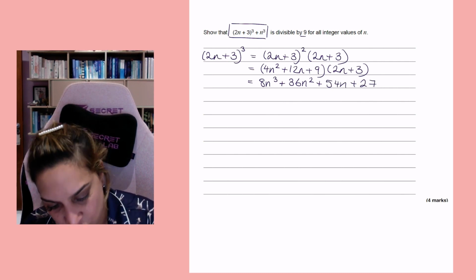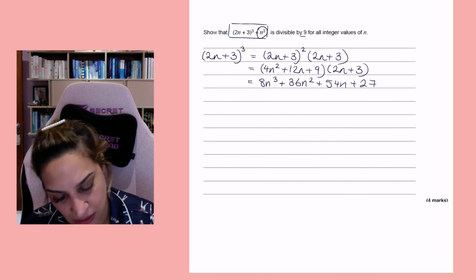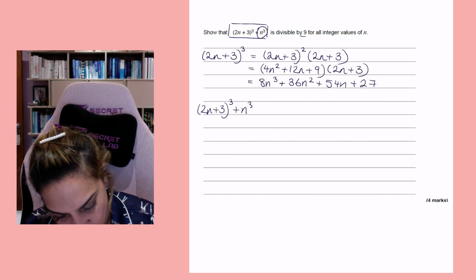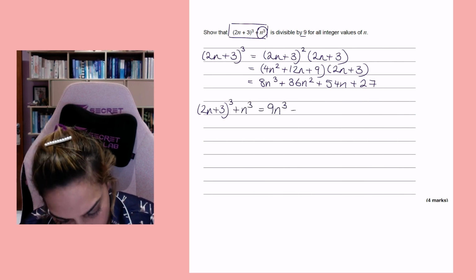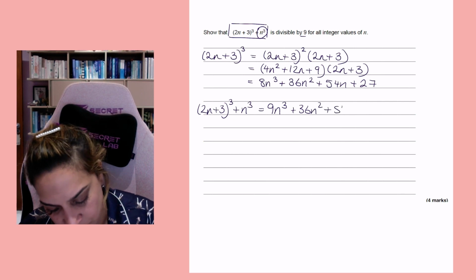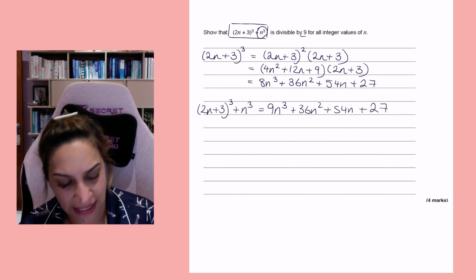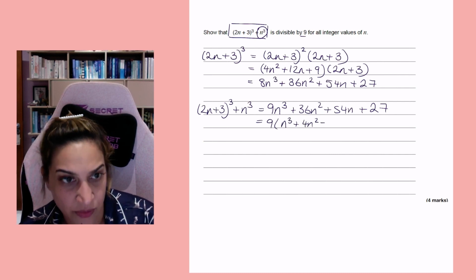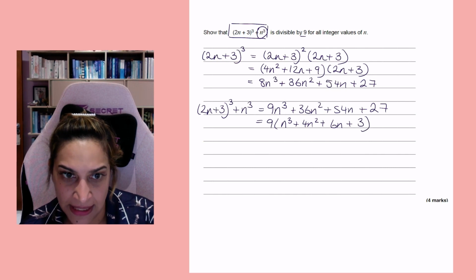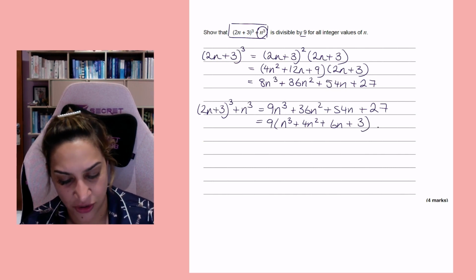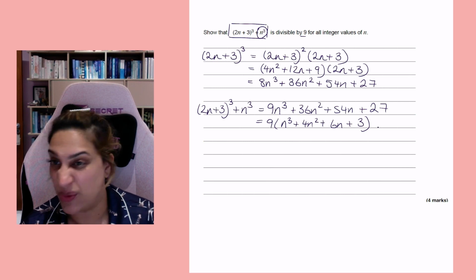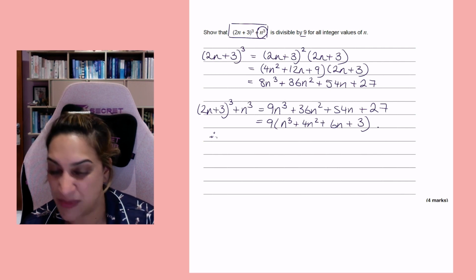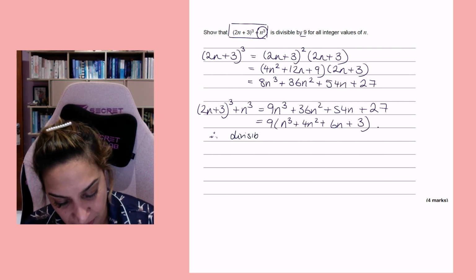Okay, then to that we're adding n cubed. So then we've got (2n plus 3) cubed plus n cubed. So you're going to get 9n cubed plus 36n squared plus 54n plus 27. And then you can take 9 outside the bracket: 9(n cubed plus 4n squared plus 6n plus 3). And you could write a concluding statement, or this would show it anyway. Therefore, that's what those 3 dots mean, divisible by 9.